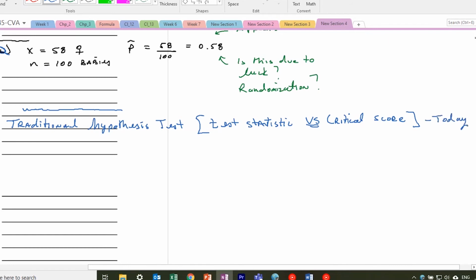And then when I see you on Friday, we're going to do what's called a p-value method, which has a lot of advantages as well.